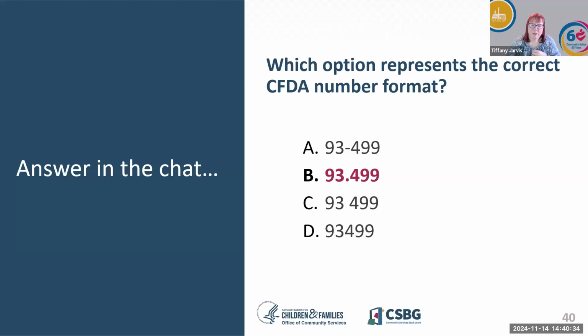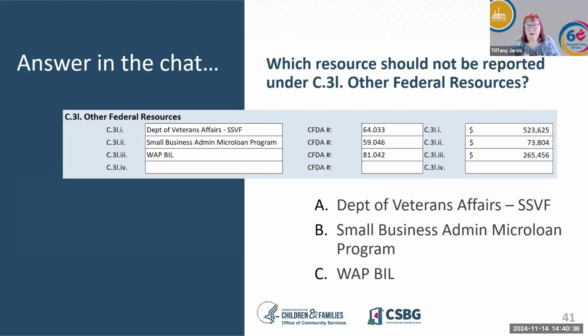So if we go to the next slide, please. So using the chat, please indicate which of the 3 funding sources listed here should have not been reported under C3L. We're going to give you a few moments to enter A, B, or C in the chat. Okay, I think we've got enough going on there.